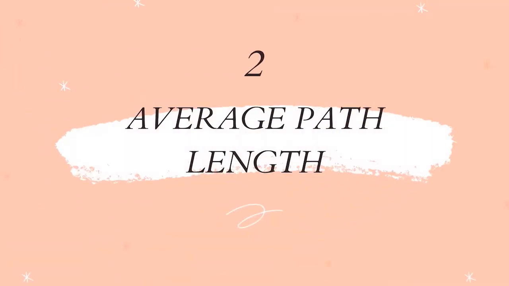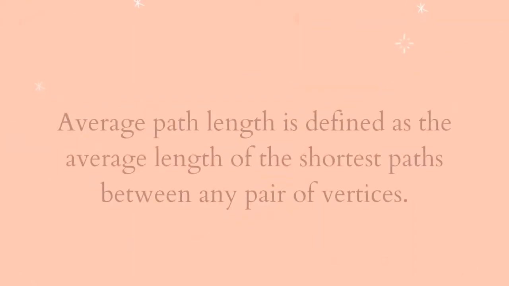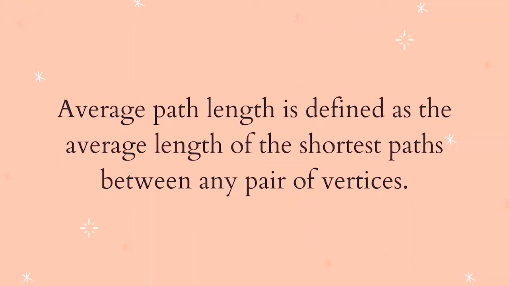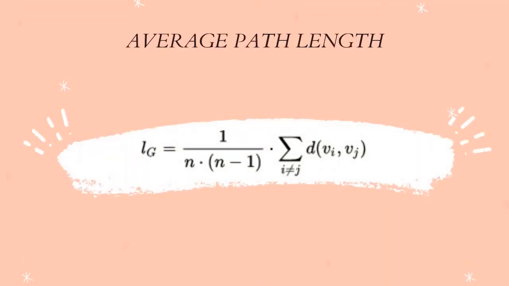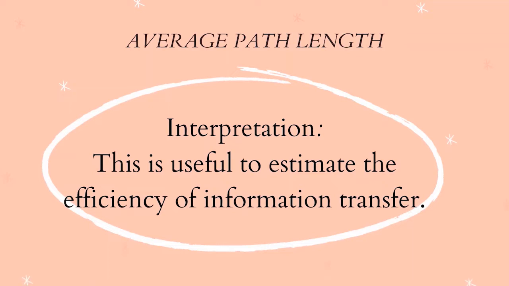Average path length. Average path length is defined as the average length of the shortest paths between any pair of vertices. This is useful to estimate the efficiency of information transfer.